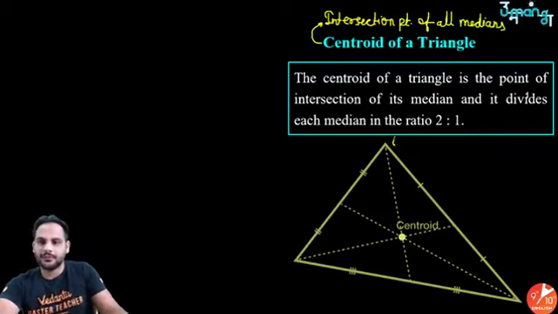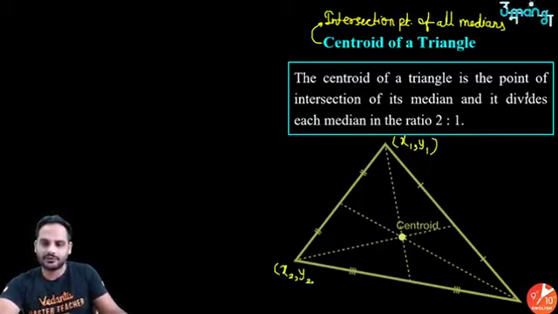So let's say this point's coordinate is x1 comma y1, this point's coordinate is x2 comma y2, this point's coordinate is x3 comma y3. Okay, we want to find out the coordinates of this point, the centroid. Let's say it is G, x comma y we need to find out.